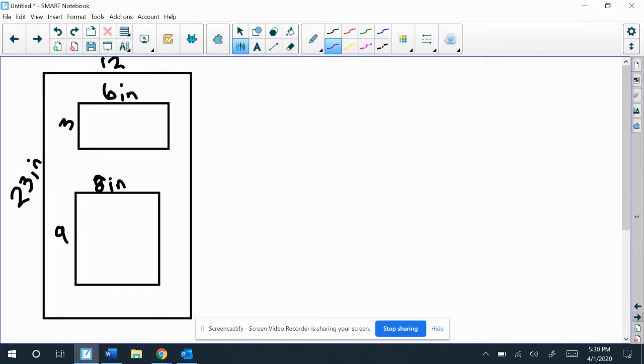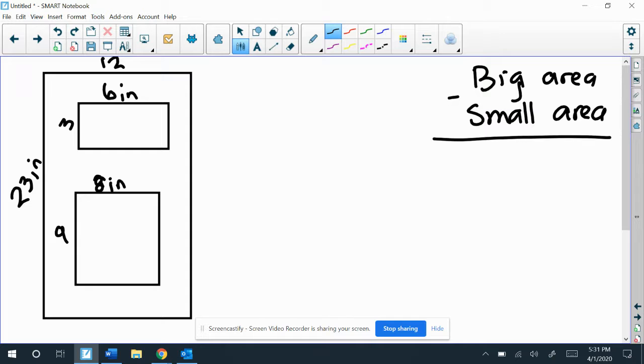Here's another one for us to practice. Remember, find the big area, then the small area, and subtract them. Okay, let's see how we did.